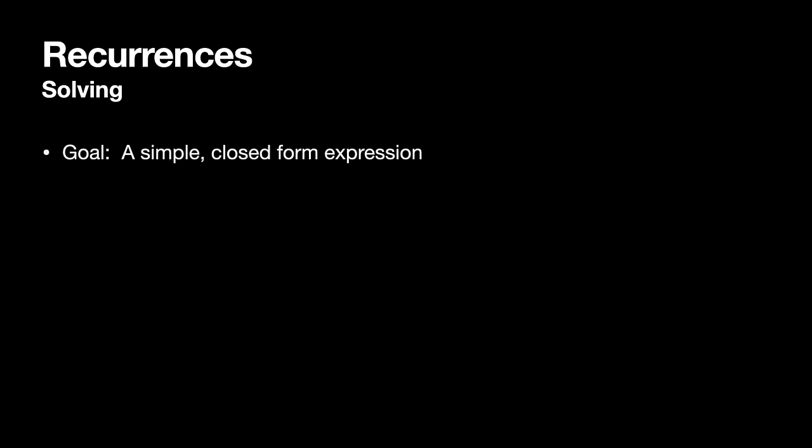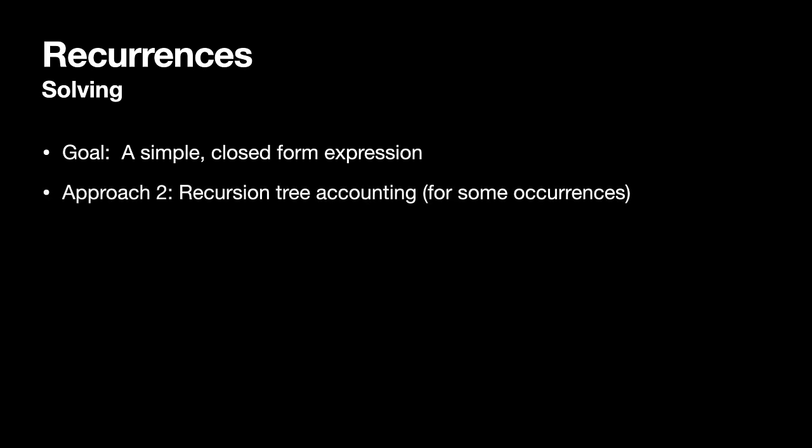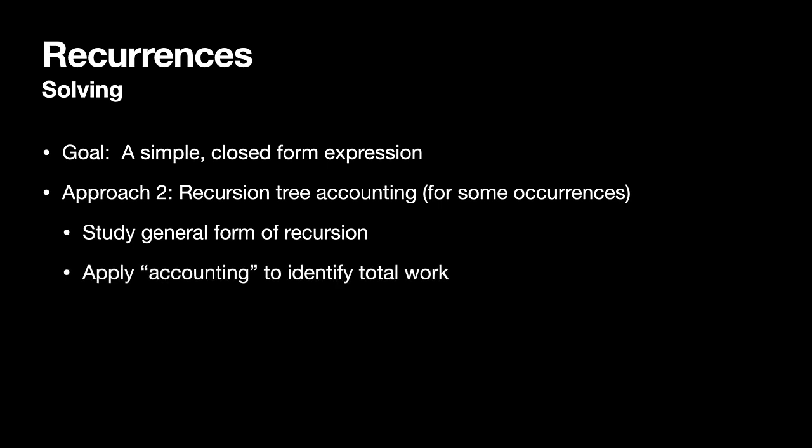Okay, so we want a simple closed form expression, and we also looked at another approach to derive the closed form expression. So we looked at using a recursion tree and doing some accounting. So that works for certain types of recurrences. Okay, so this gave us tools to study the general form of recursion, and we applied counting to identify the total amount of work that was being done.